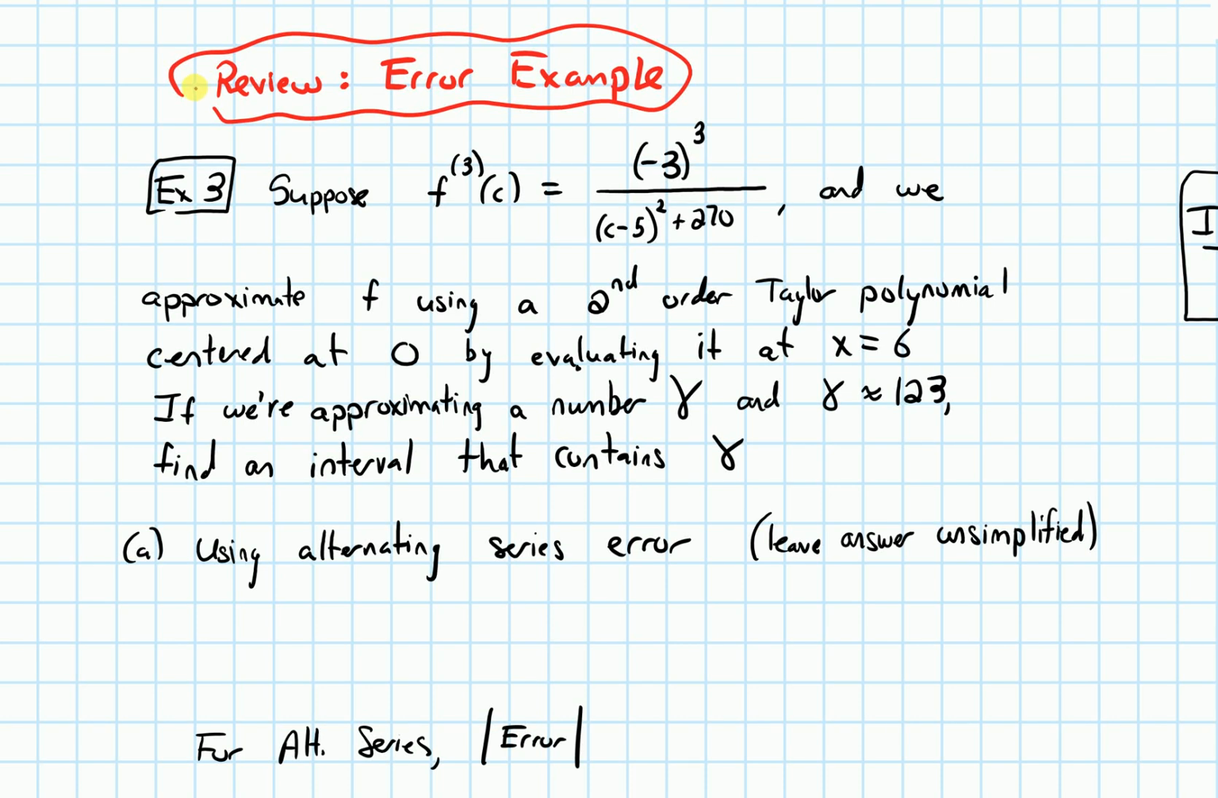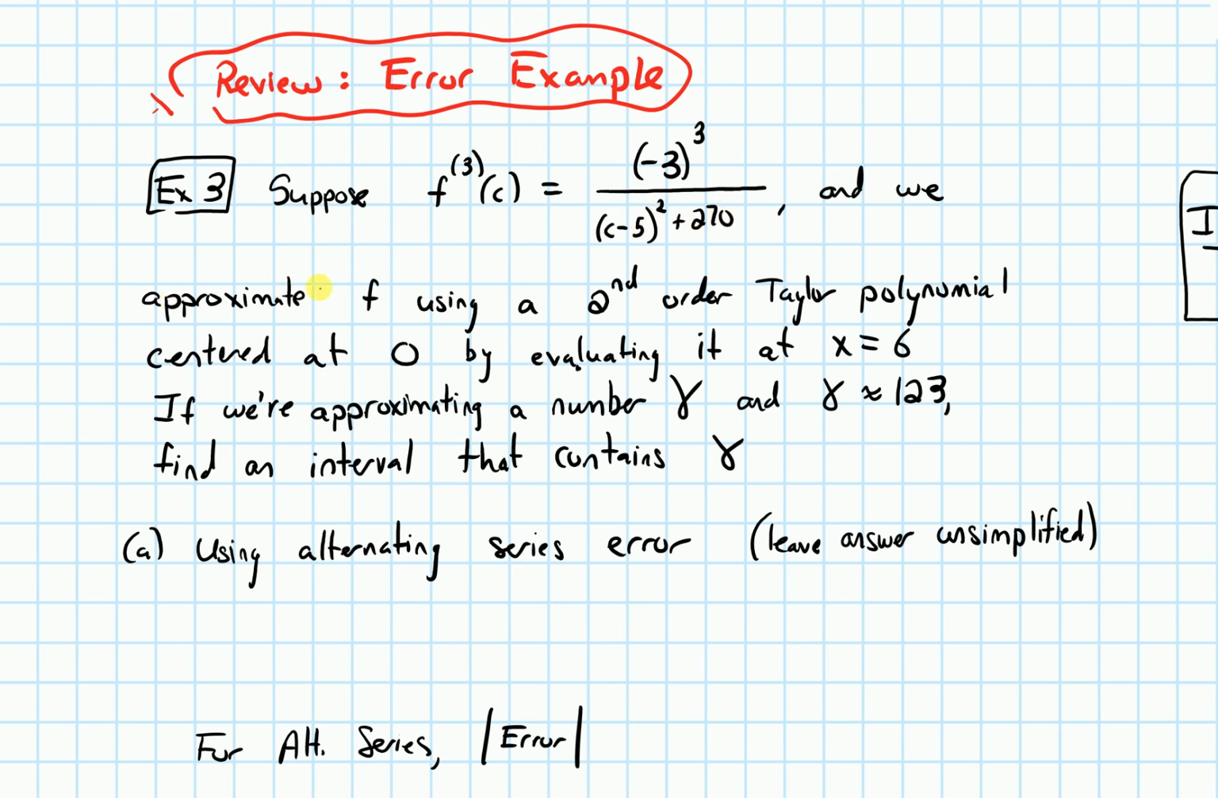In this video, we are going to continue our midterm 1 review by looking at an error example. So the problem says, suppose that the third derivative of f evaluated at c is equal to negative 3 cubed over c minus 5 squared plus 270.